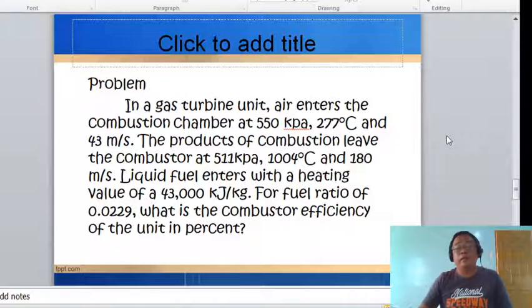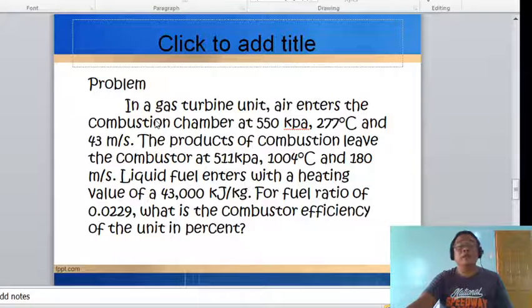Okay, class, so we have here an example. In a gas turbine unit, air enters the combustion chamber at 550 kilopascal, 277 degrees Celsius, and 43 meters per second. The products of combustion leave the combustor at 511 kilopascal, 1004 degrees Celsius, and 180 meters per second. Liquid fuel enters with a heating value of 43,000 kilojoules per kilogram. For a fuel ratio of 0.0229, what is the combustor efficiency of the unit in percent?